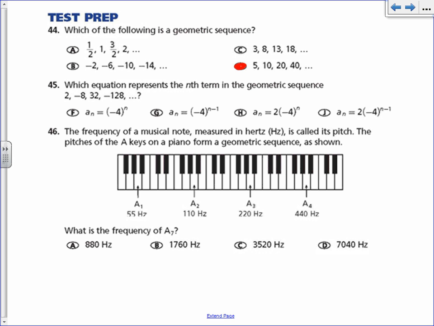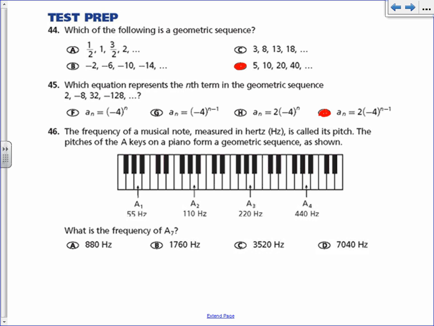So far, it's correct. So now I'm going to plug in a 2. 2 minus 1 is 1. Negative 4 to the first is negative 4, times 2 is negative 8. So it looks like it may be the one. Plugging in a 3, that gives me 16. 2 times 16 is 32. So indeed it is J. Questions?